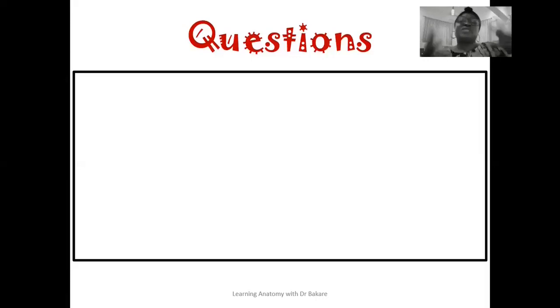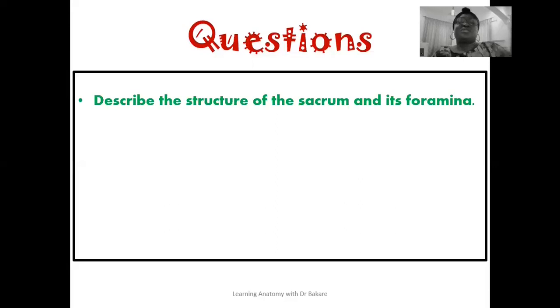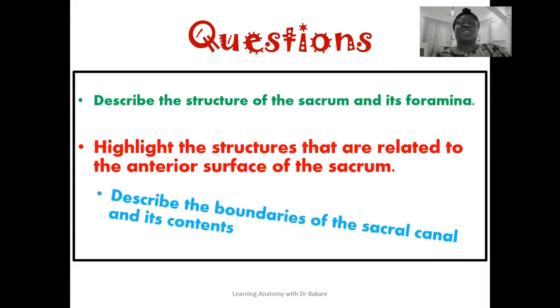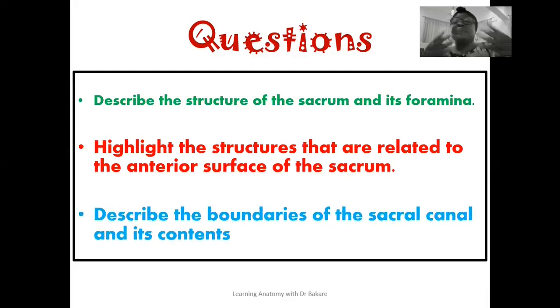Question time. Let's go through these questions to check our understanding of this lecture. The first one is to describe the structure or the morphology of the sacrum, also highlighting its foramina. The second question is to highlight the structures that are related to the anterior surface of the sacrum. This we have adequately highlighted during the course of this lecture. The third question is to describe the boundaries of the sacral canal and the contents of the sacral canal. We've also tried to do justice to this during the course of this lecture.